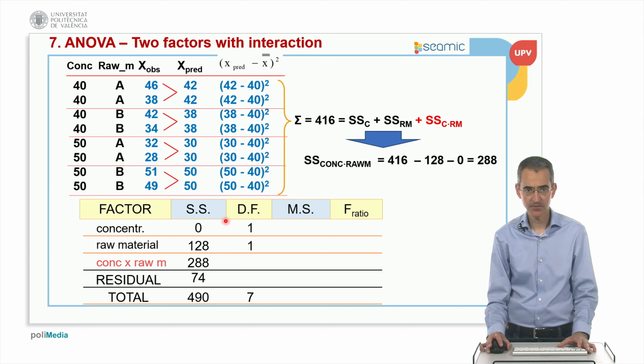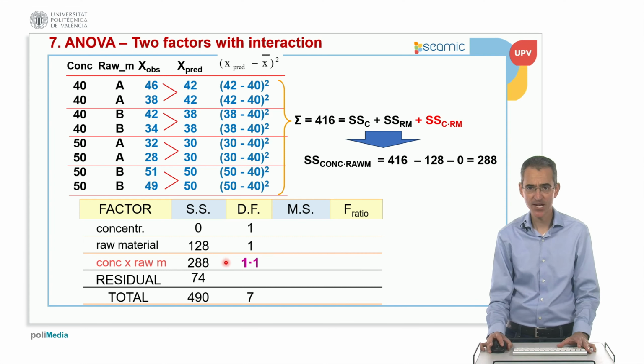So we have 2 types of concentration and 2 types of raw material. So 2 minus 1 is 1. And then important, the rule. So the degrees of freedom for the interaction is the product of the degrees of freedom for every factor. So in this case, it's the product of 1 multiplied by 1, which is 1. So 7 minus 3, we get 4. And remember, important, that 4 is the minimum value. Less than 4, we would get results which would not be reliable.